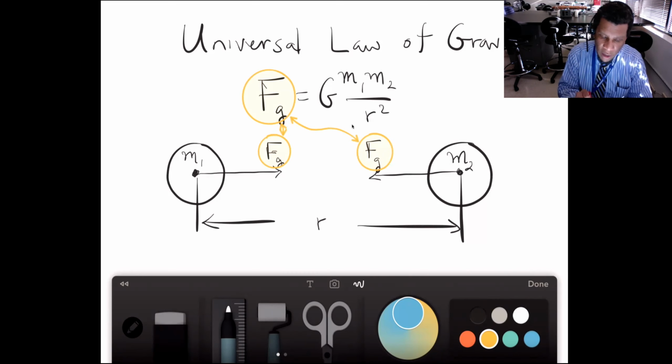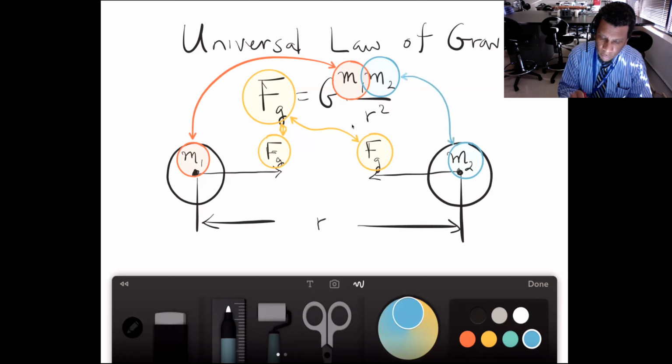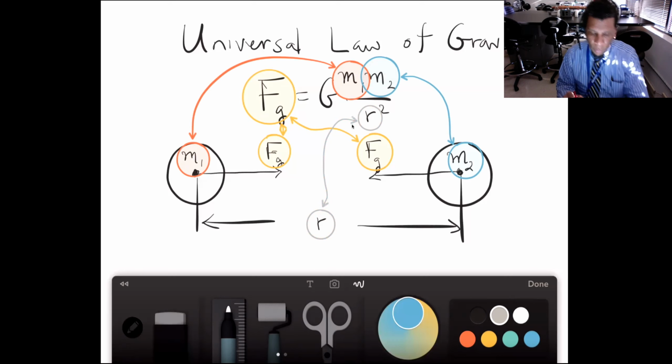Okay, and then we have M sub 1 right here, and we have M sub 1 right here. So you just have to be able to put that information in. And then we have M sub 2 and M sub 2 right here. All right, and then we have R right here, and we have R right here. So those are where those values go. So you have to be able to measure them.